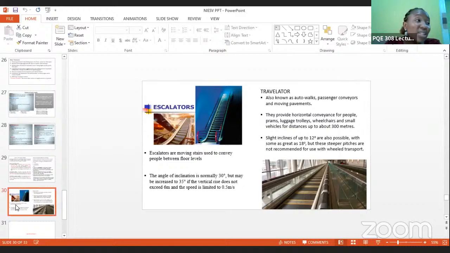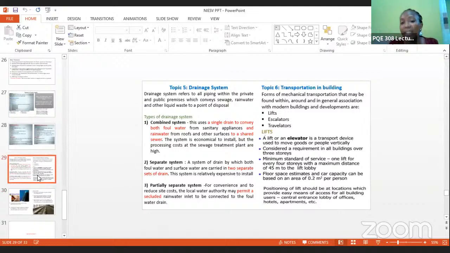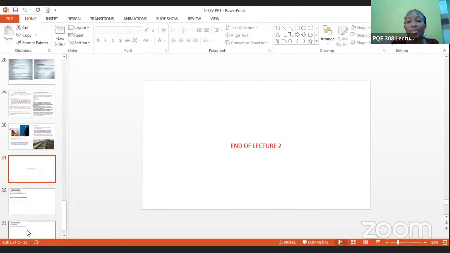And of course, even all these things we are talking about, starting from escalators, have an angle of inclination. For escalators, for example, it is normally at an angle of inclination of 30 degrees, which may be increased to 35. Imagine if you increased it to like 50. In fact, people will be falling from it, because instead of being inclined like this, it's going to be steep. You understand? But the most important thing for you to know is the different types of transportation in building. We have lifts, we have escalators, and we have travelators.